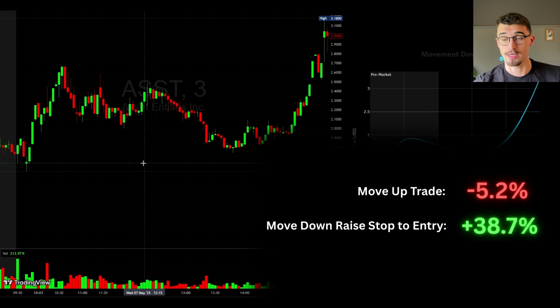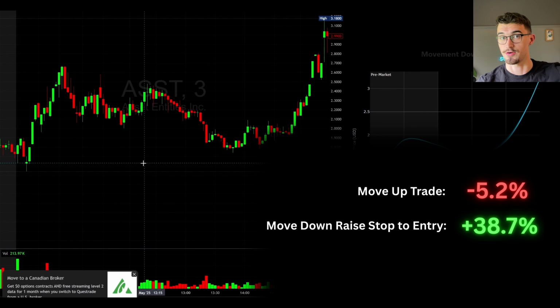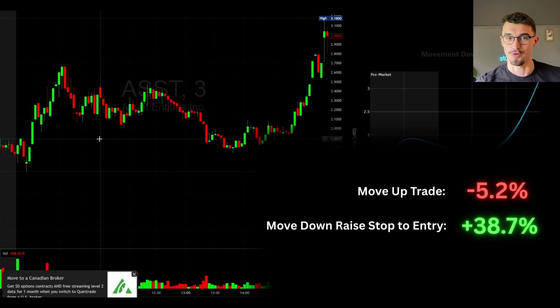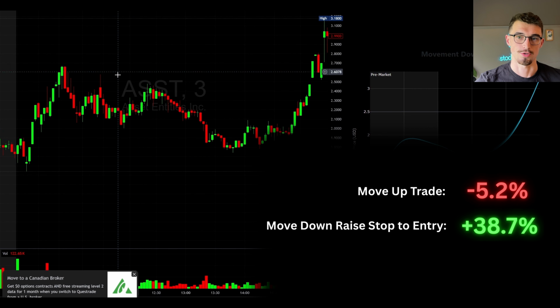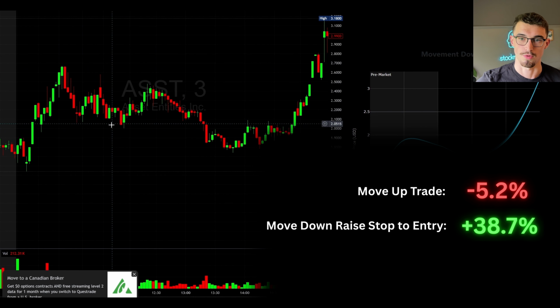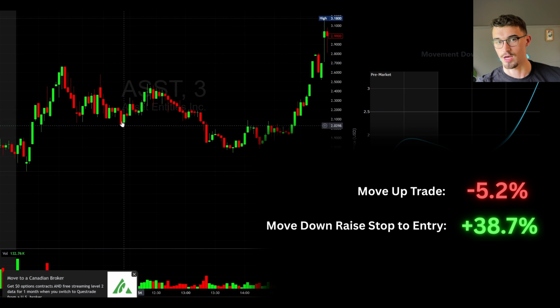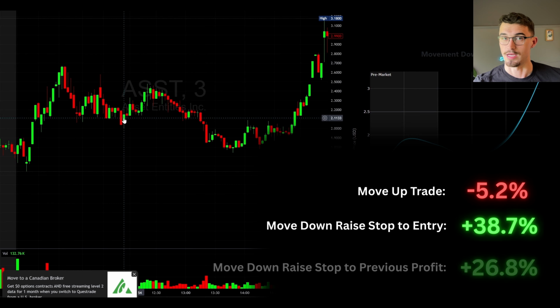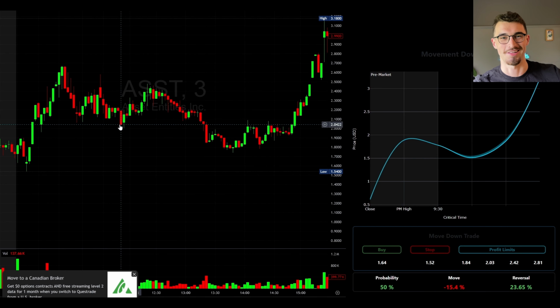Now, if you did raise your stop loss up to the previous profit price as they're hit, then you would have raised your stop loss up to 203 when 242 was hit. So it hit 242, you raise it up to 203, then it would have stopped out around here, in which case you would have made less returns. Still an incredible trade. So that's the basics.